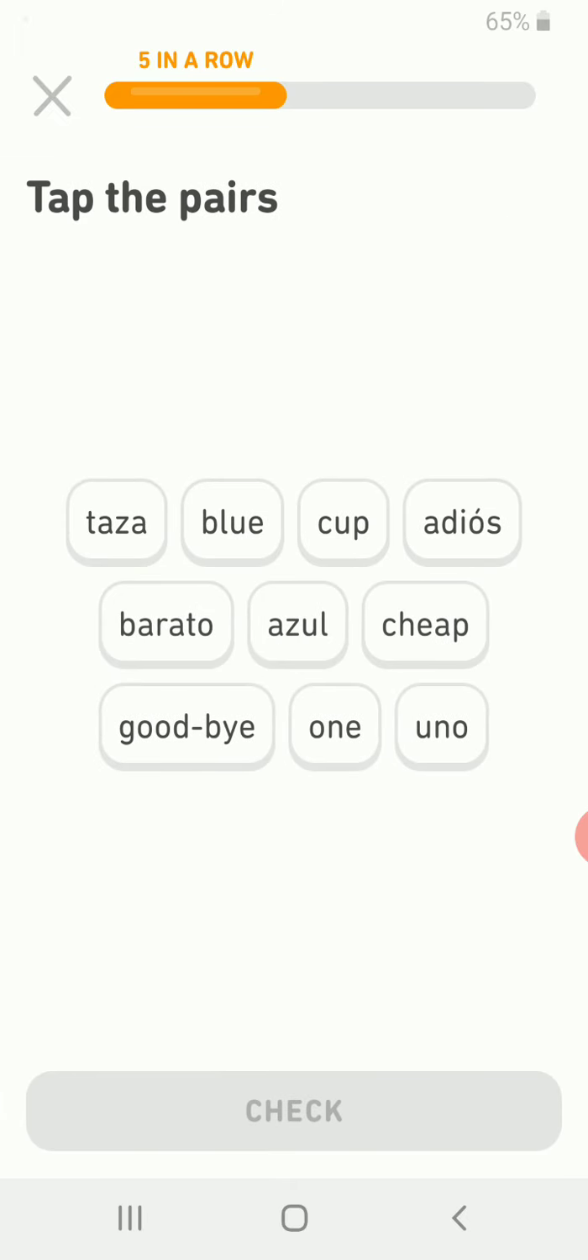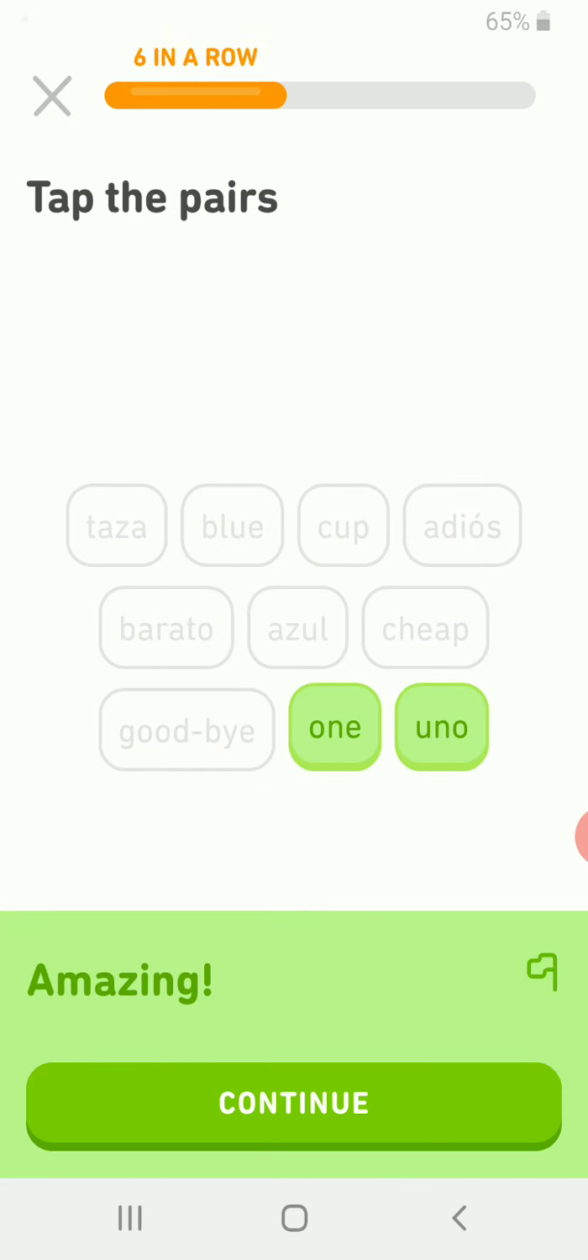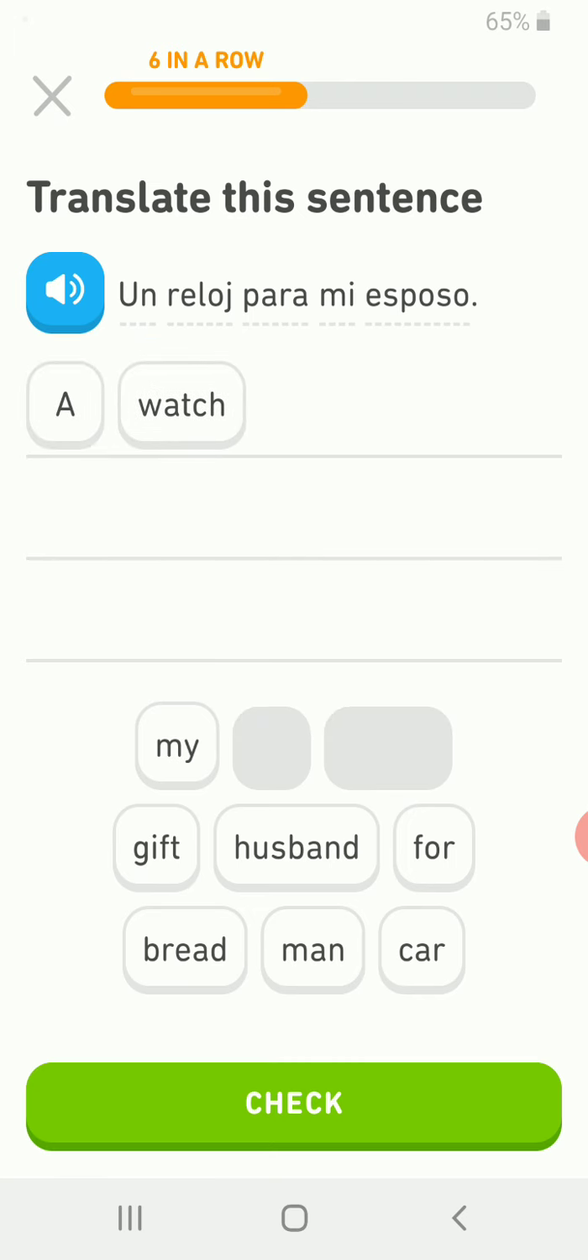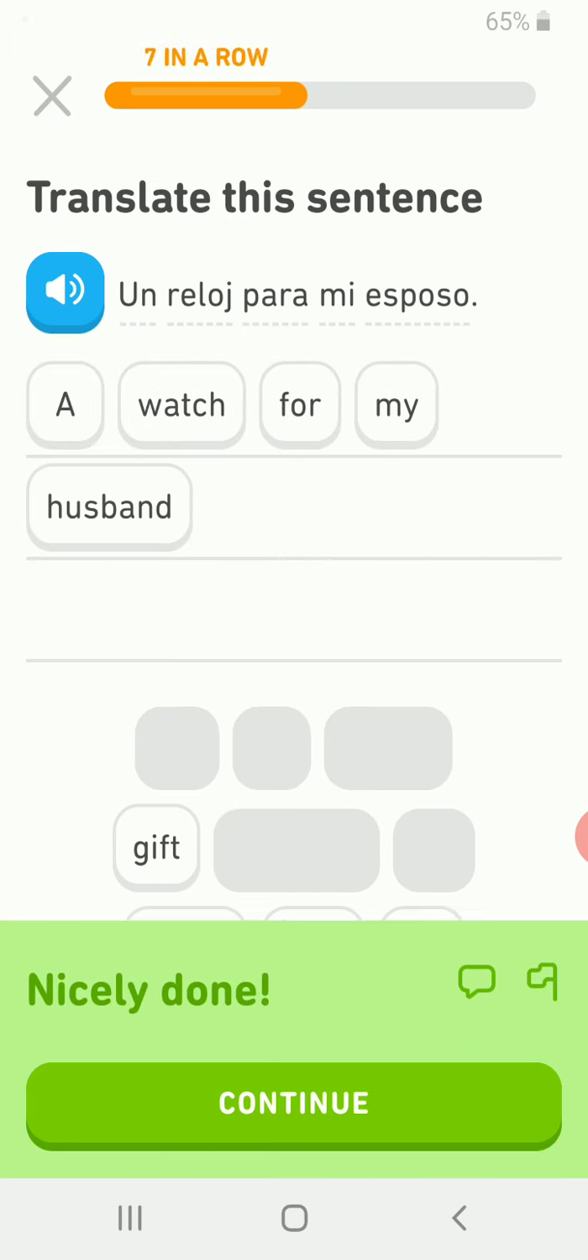And what else? Taza. It's a cup. Blue is azul. Adiós is goodbye. Barato is cheap. One is uno. Un reloj para mi esposo. A watch for my husband.